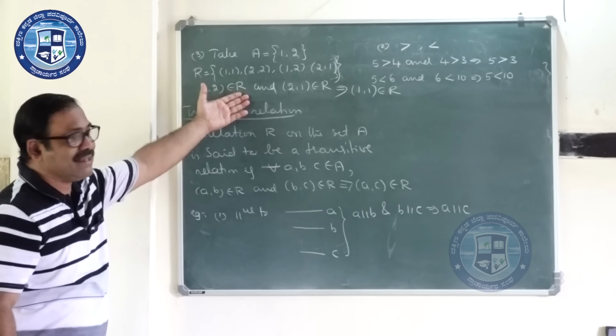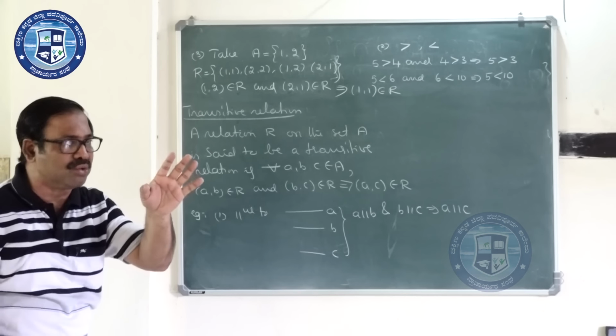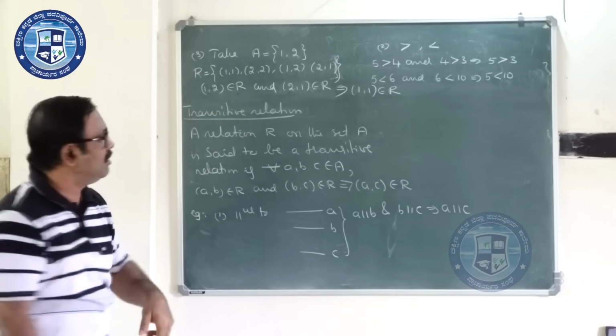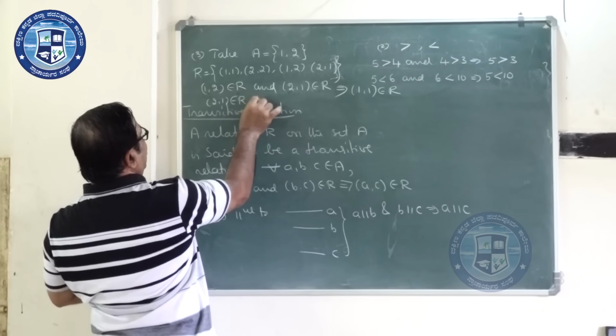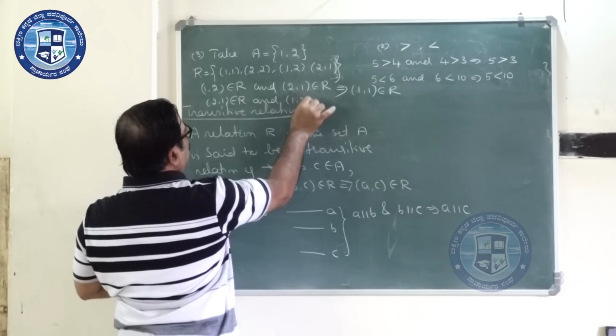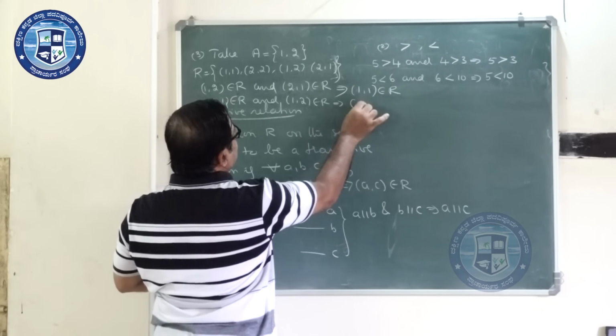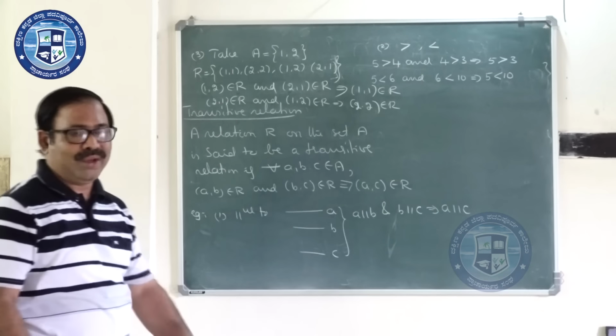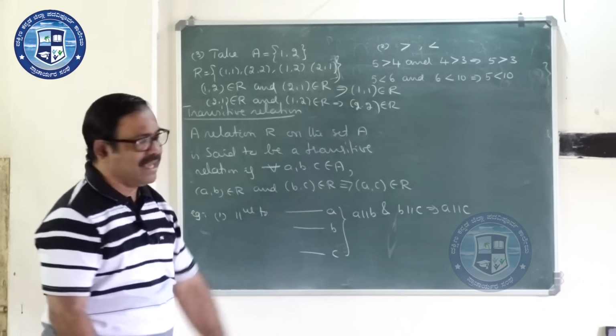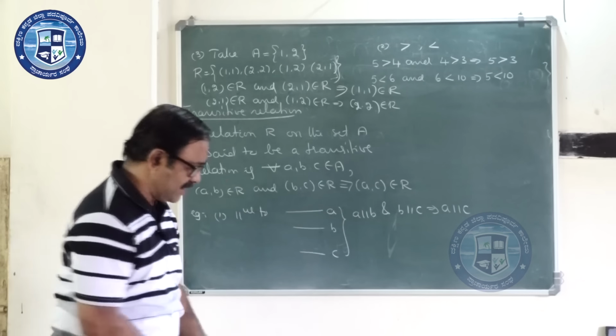So this is transitive. Don't come to the conclusion like that. You have to verify for all. Again I can write (2, 1) belongs to R, (1, 2) belongs to R. This implies (2, 2) belongs to R. So now I have taken both the cases. Therefore, it is transitive.